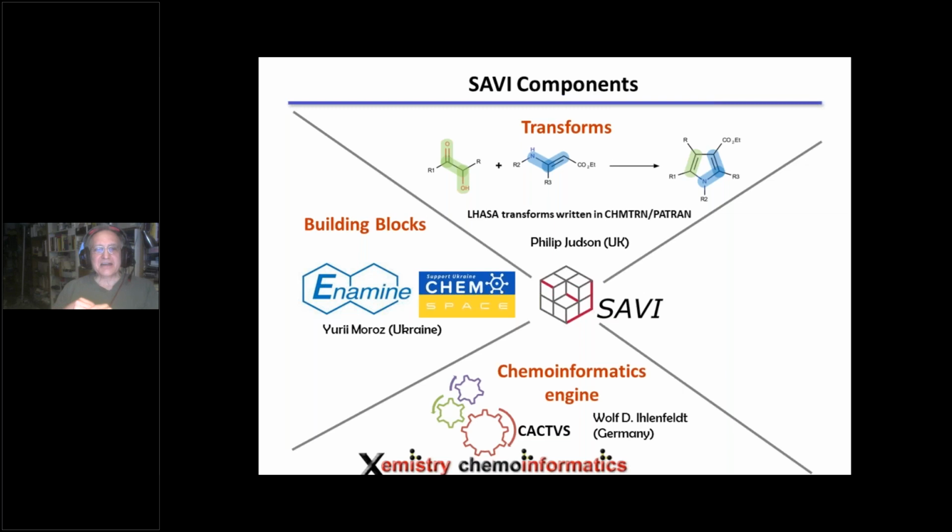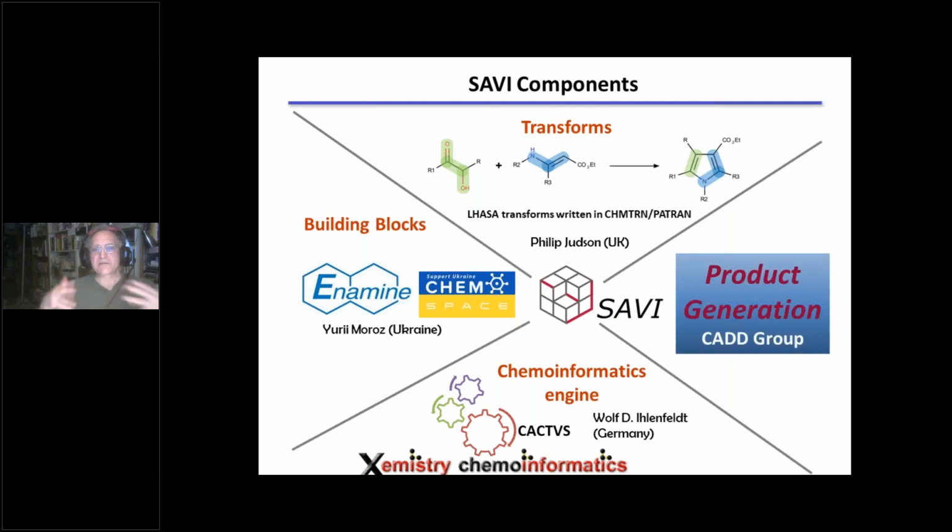Okay, and finally you need a toolkit, some chemoinformatics method to put these building blocks together with the transforms to novel compounds. And this has been done or developed by Wolf-Dietrich Ihlenfeld in Germany and his Cactus chemoinformatics toolkit from his one-person company, Chemistry. And we in my group have run these jobs to generate actually the SAVI database.